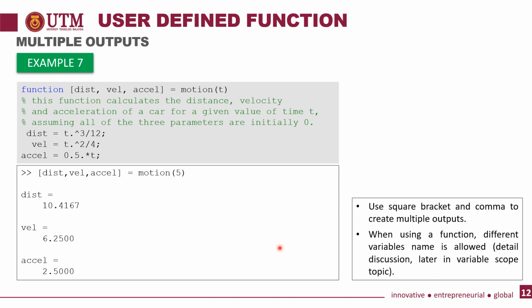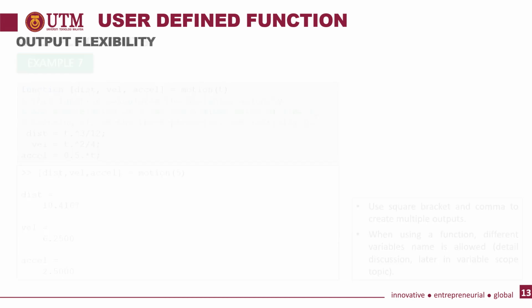So if you want to initialize multiple outputs in a MATLAB function, you must put them in square brackets, and you must separate them using commas. That is the information that you need to grab in this lesson. All right. Next is the output flexibility.